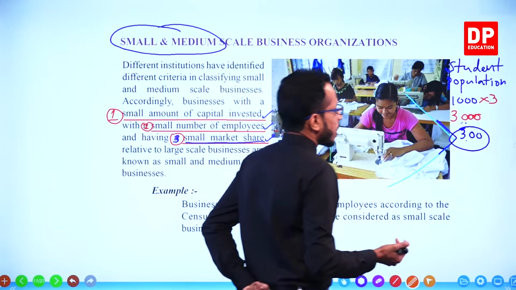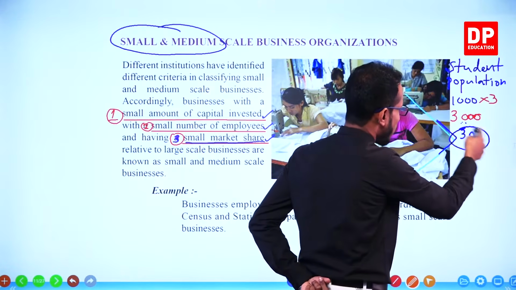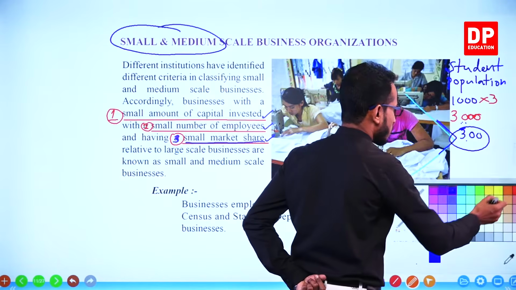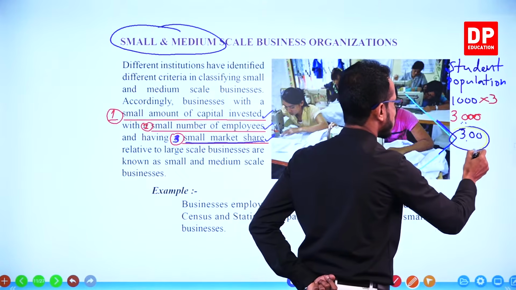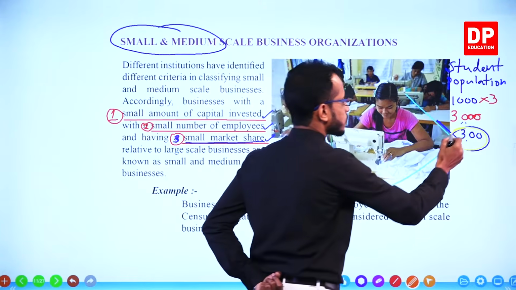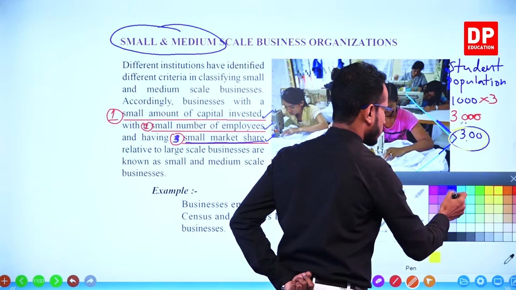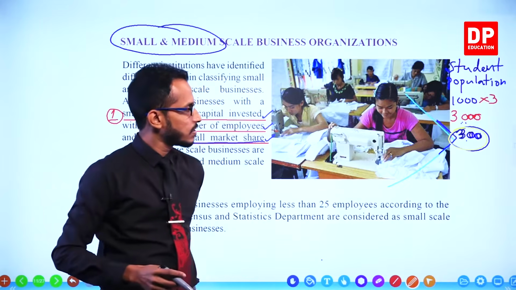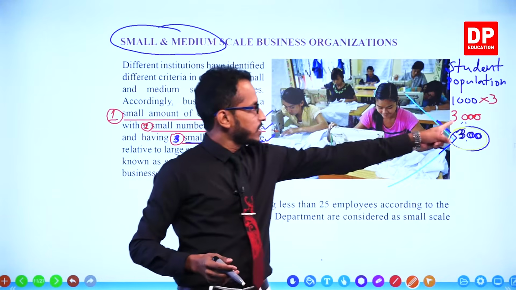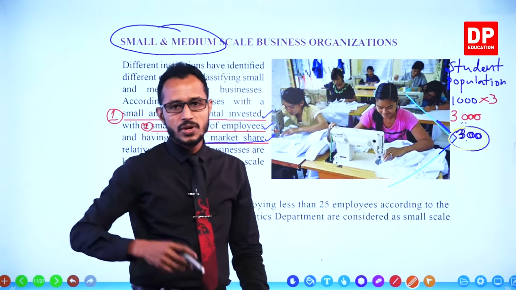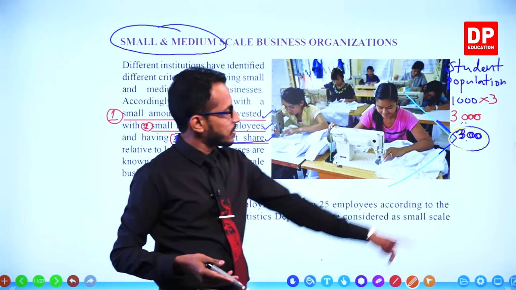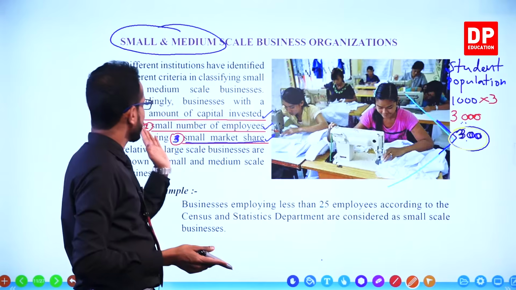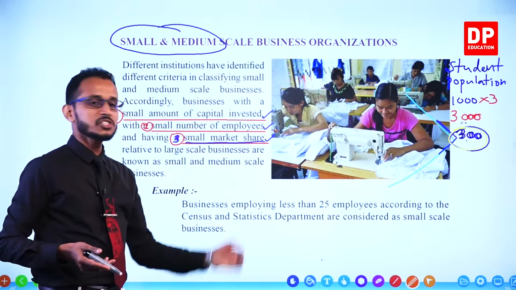So this is your portion, your market share, children. Actually, it's your mother's. It's only 300. So it's like 10% of the entire market demand. It's only 10%, right? That is what is meant by market share.